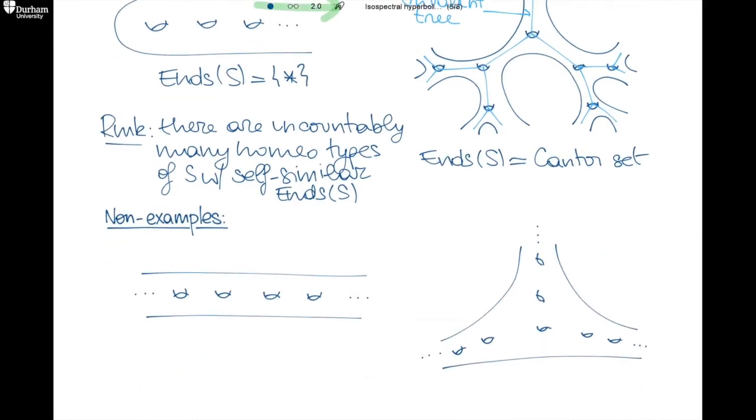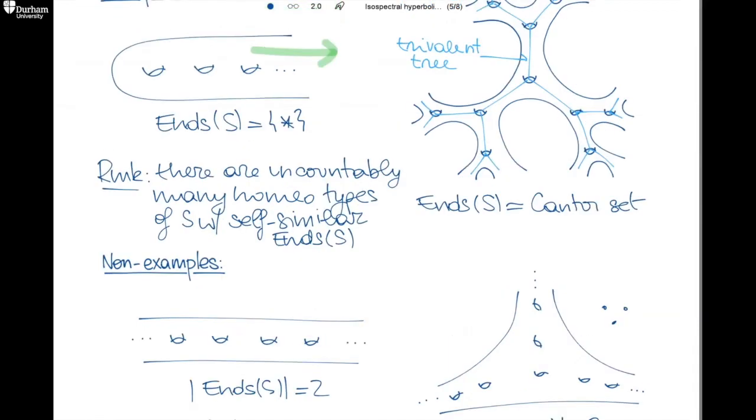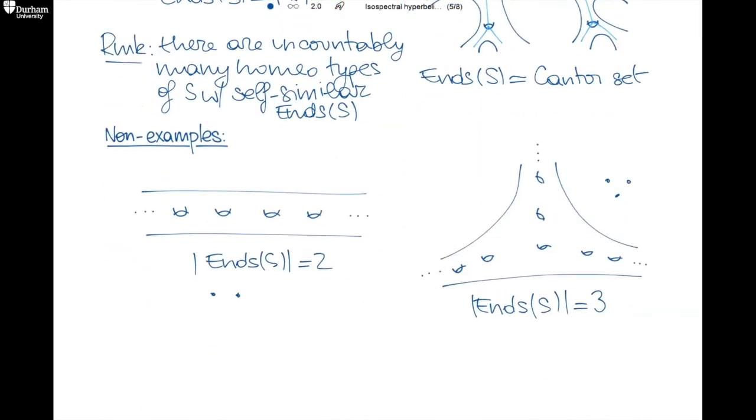A couple of non-examples here: in these two cases, the space of ends has cardinality 2 in the first case and 3 in the second case. So in both cases, the topology is just the discrete topology, the space of ends is 2 points here and 3 points here. So if I have a non-trivial decomposition of that, I will never be able to find a copy of the entire set in any subset. So these surfaces won't have the property of having a self-similar end space. Okay.